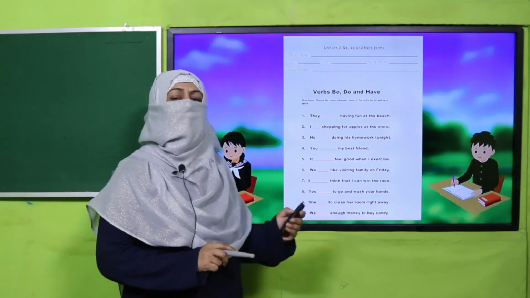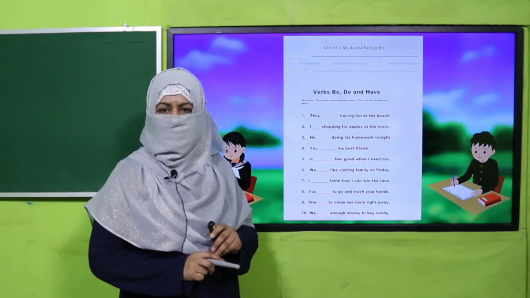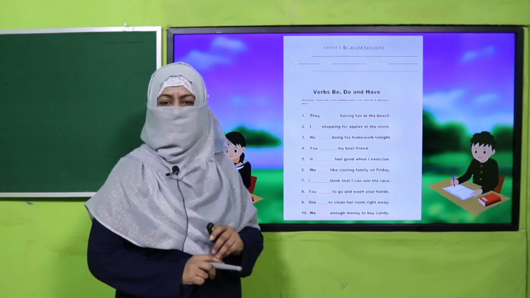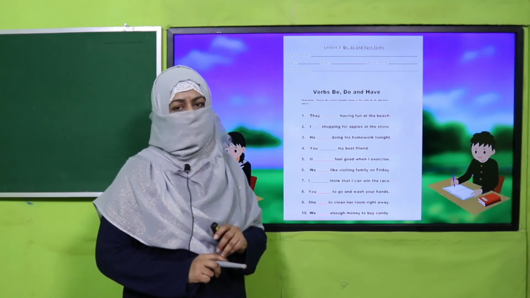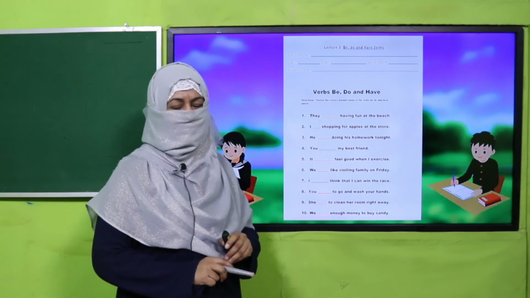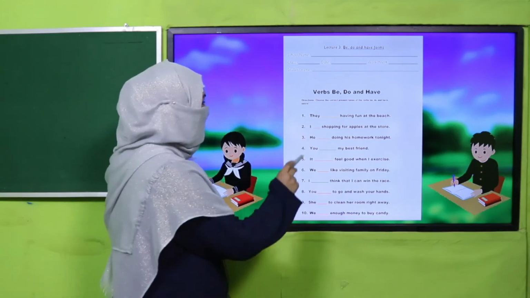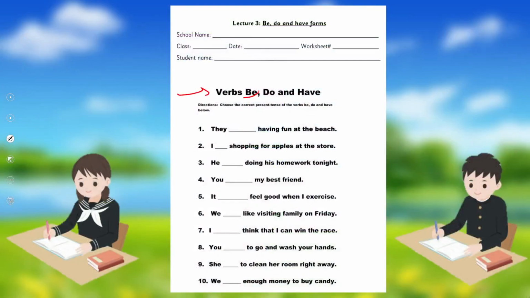So here is a worksheet, my dear fellow teachers. This worksheet, lesson plan, PowerPoint presentation links are given. You may click it, download it, and kindly provide a printed worksheet to my students for practice. And my dear children, what you are going to do, you will use verbs be, do, and have to complete these sentences the way we learned today.